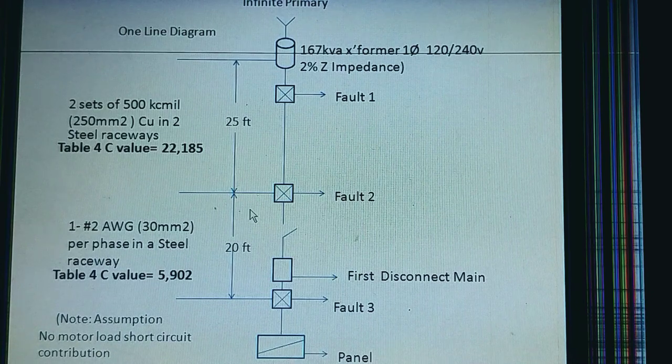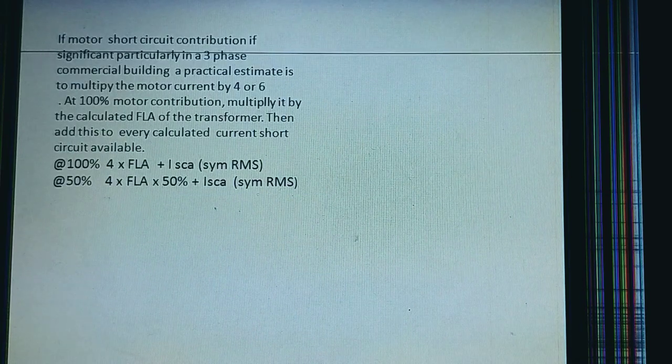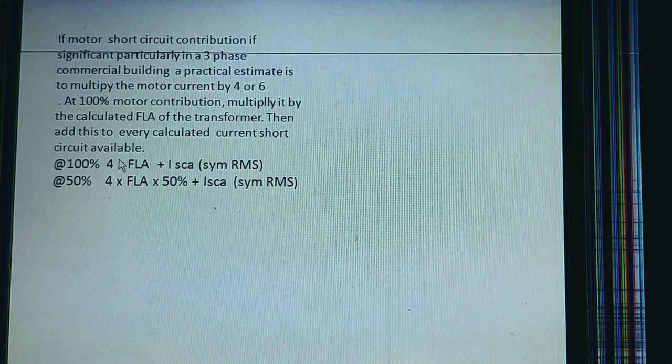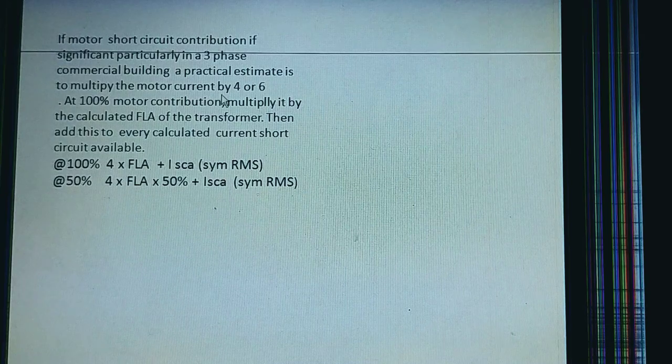Okay, just in case you are going to ask if there's a contribution of the motor, what is the formula, or the method that we're going to use? Okay, let me share this with you. If this is in a three-phase system, in taking this motor contribution, we are allowed, as a practical estimate, to use a value of 4 or 6 for our motor contribution, and we are going to use this 4.